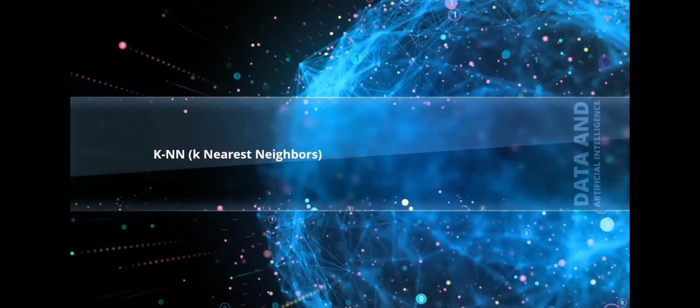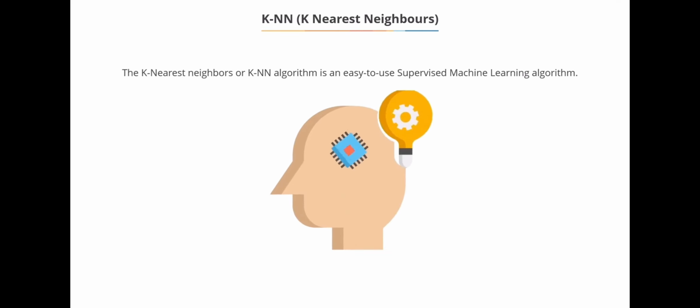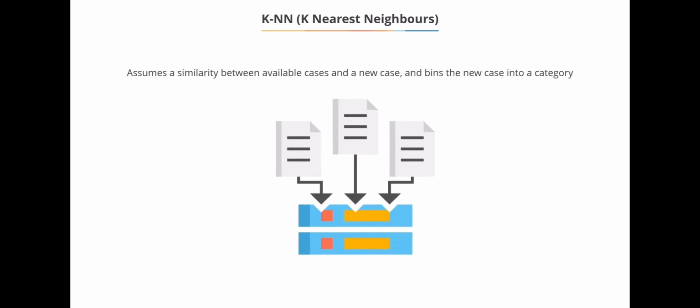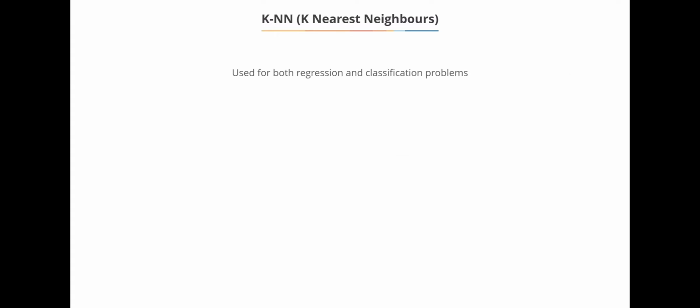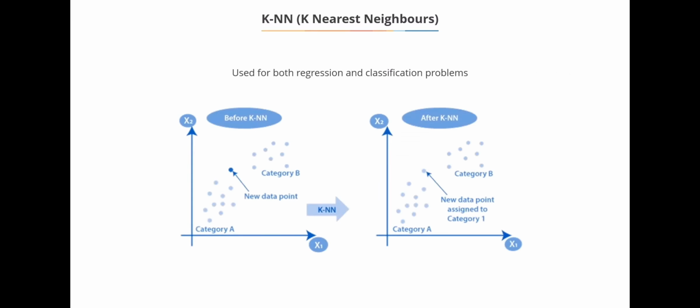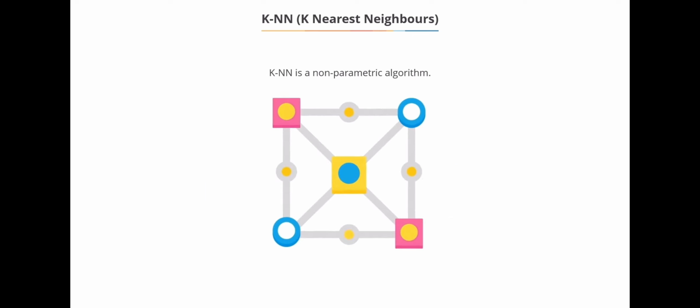The k-nearest neighbors, or KNN, algorithm is an easy-to-use supervised machine learning algorithm. It assumes a similarity between available cases and a new case, and bins the new case into a category that is most similar to available categories. KNN is used for both regression and classification problems. KNN is a non-parametric algorithm. That is, it does not make any assumption about the data.